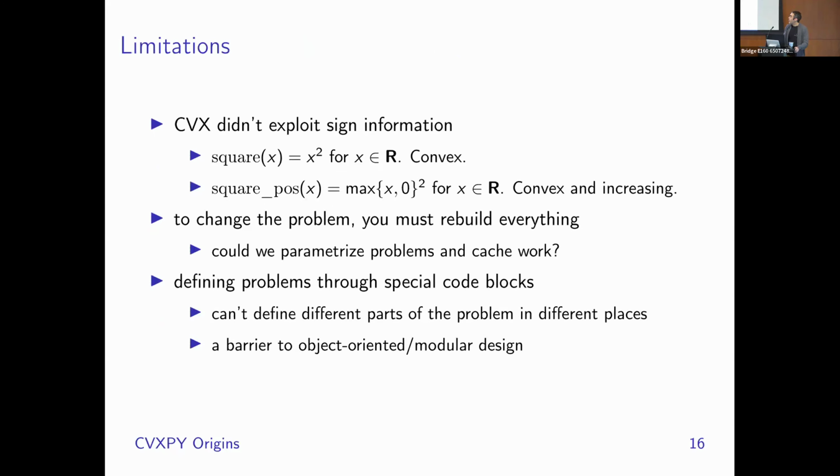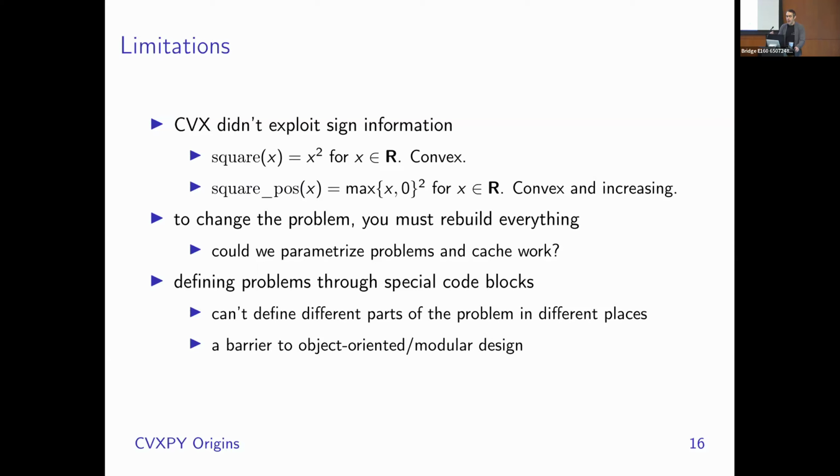Now, CVX was really amazing software and extremely widely used. When I started working on this, about 2013, there were a few things that Stephen highlighted as areas for potential improvements. One was using sign information. CVX had a lot of differentiation between, like, a square function and a square-positive function if the argument was positive. So if you use the sign information, you have a tighter type system. So that was one thing.